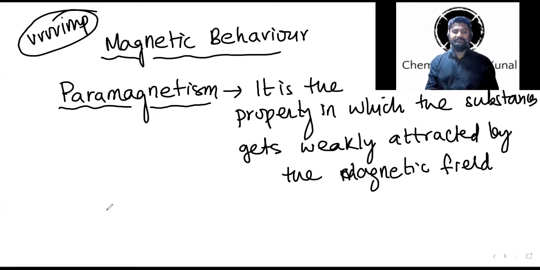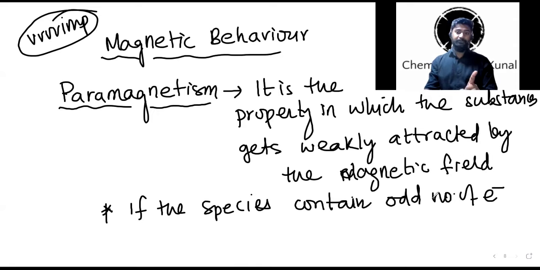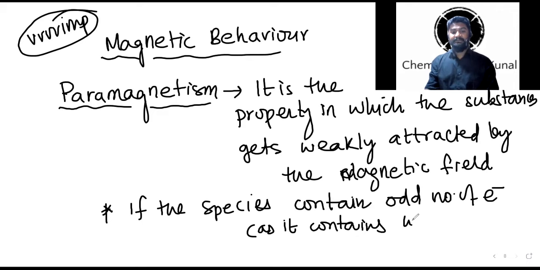How do you understand that a substance is paramagnetic? Just check two things. If the species contains an odd number of electrons, then it's definitely going to be paramagnetic because it contains unpaired electrons.